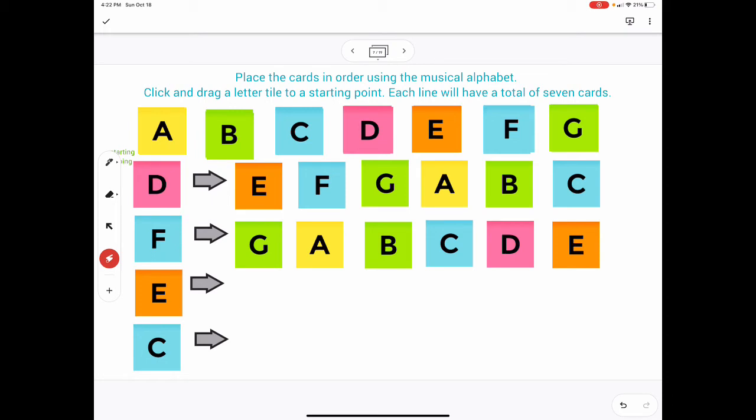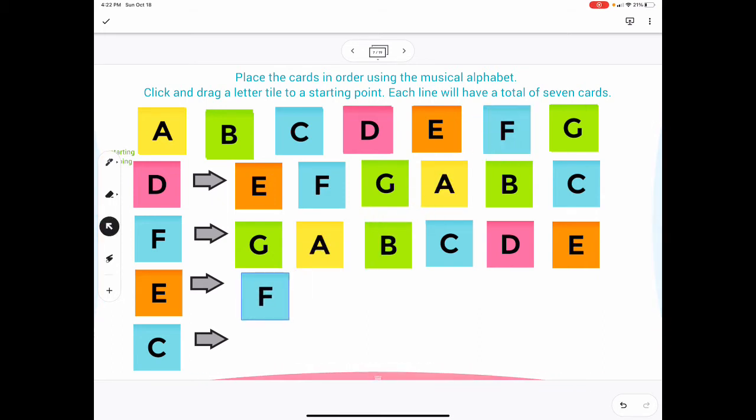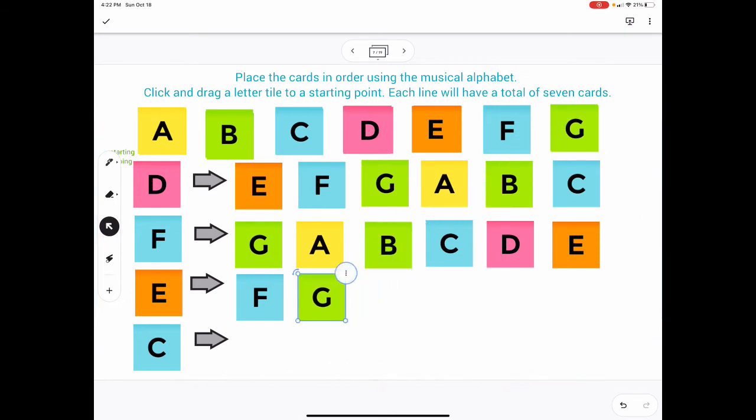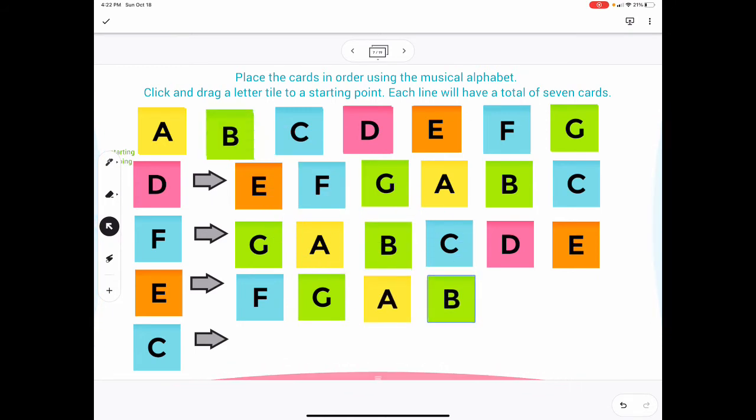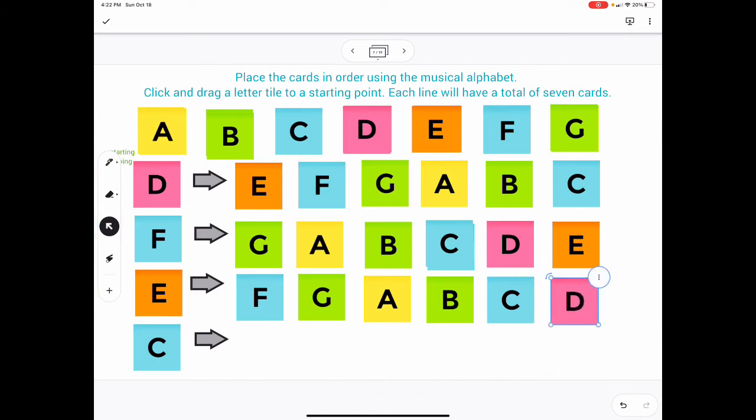Let's try it with another one. Let's try it with E. F. G. Remember what comes after G. That's right. A. B. C. And D. Okay, let's do another one starting on C. I'll give you a couple of seconds to do that one on your own.